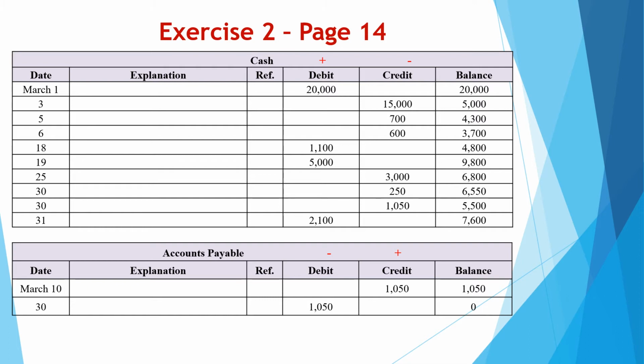Why minus? Minus because for accounts payable, when the amount is in debit, it is minus, and when in credit, it is plus. On this date, March 30, the amount was in debit, so we need to take the previous balance minus the amount of the current date.